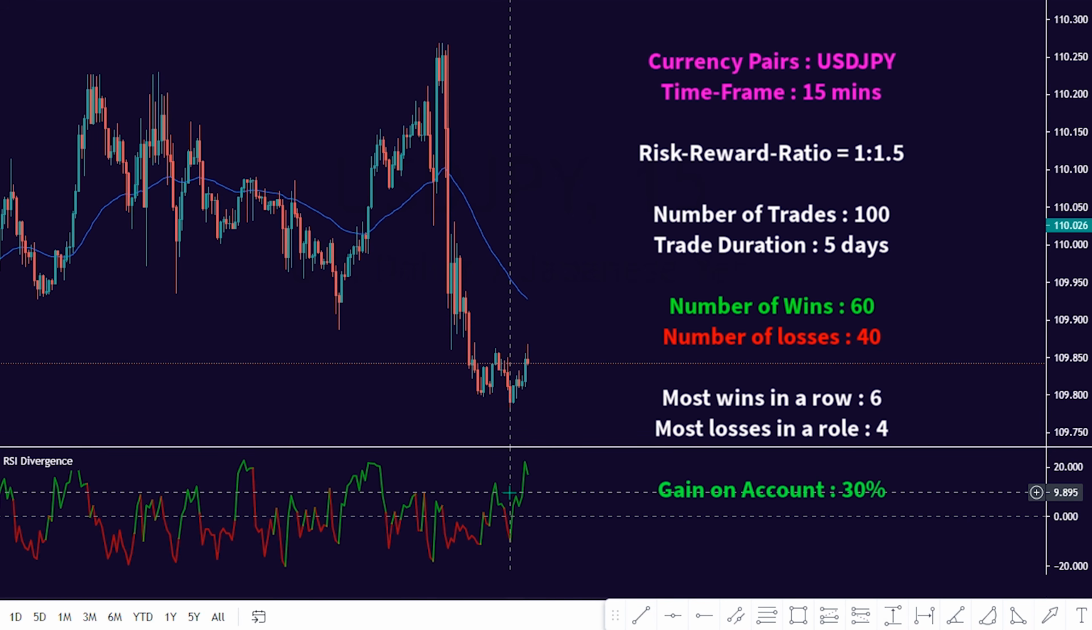Most wins in a row is 6. Most losses in a row is 4. Gain on the account is 30%. Here's a good trading record.